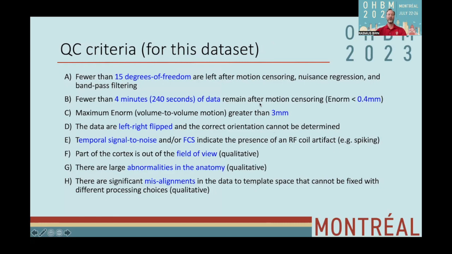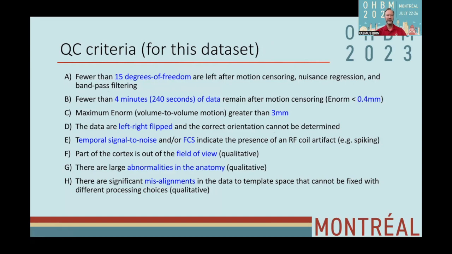So the quality control criteria that I came up with for this particular data set was if we had fewer than 15 degrees of freedom left after motion censoring, nuisance regression, and bandpass filtering, that subject would be excluded from further analysis. I also had a criterion that we wanted at least 4 minutes or 240 seconds of data remaining after motion censoring. The censor threshold that I chose was 0.4 millimeters.